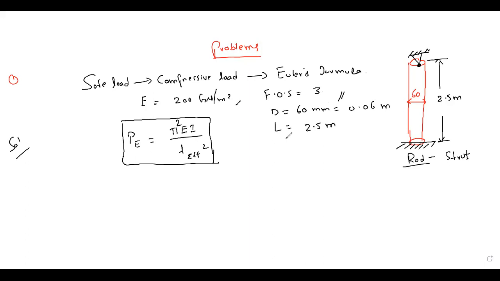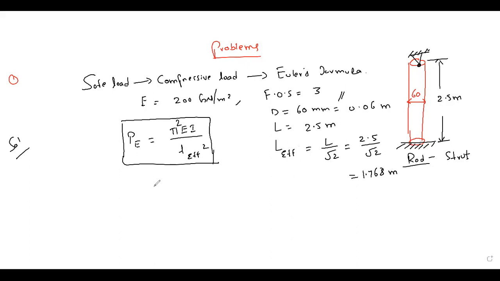2.5 meter. Can anyone tell me what is the effective length of the member? What type of end condition is it? One end is fixed, the other end is pinned. Then what will be the effective length formula? L by root 2, or 0.7 times L. What is L? 2.5 by root 2. Your value is 1.768 meters. So this is the effective length.